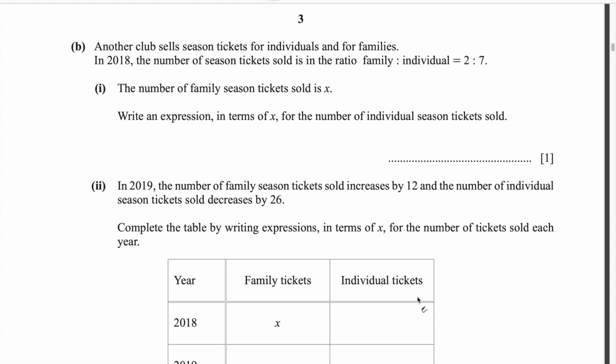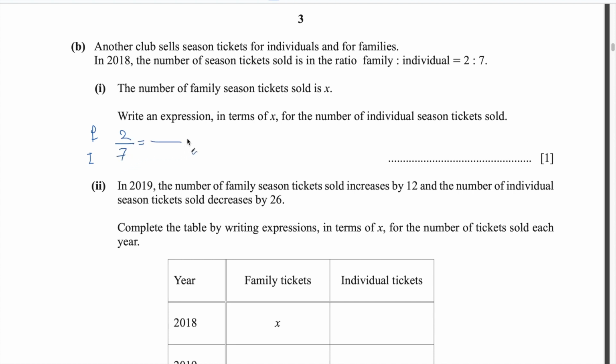Part B, it says another club sells season tickets for individuals and for families. In 2018, the number of season tickets sold is in the ratio family to individual 2 to 7. The number of family season tickets sold is X. Write an expression in terms of X for the number of individual season tickets sold. So family to individual is in the ratio 2 over 7.